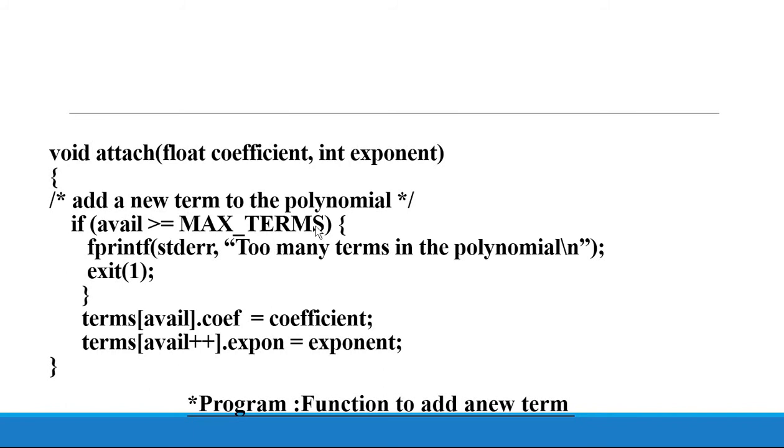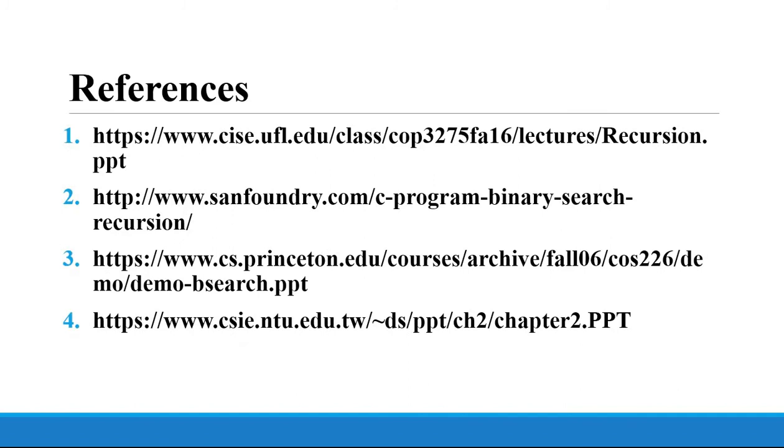So if it reaches the maximum element what we have allocated, then it will return the error. Otherwise, till we reach the maximum size of the array, we can capture the coefficient and exponent and store in this polynomial array what we have defined. Okay, so these are all the references.